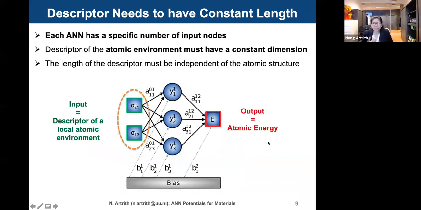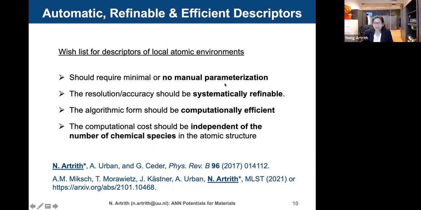Additionally, the descriptor needs to have constant length, and each neural network has a specific number of input nodes. Therefore, the length of the atomic structure descriptor has to be constant. The size of the descriptor also has to be independent of the number of atoms and chemical species in the structures. So this is what we want. That's why I made a wish list of the descriptors that are really important, a list of requirements for the ideal or dream descriptor.